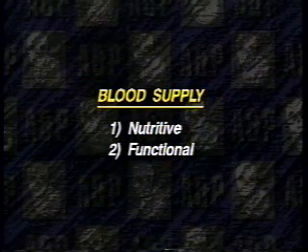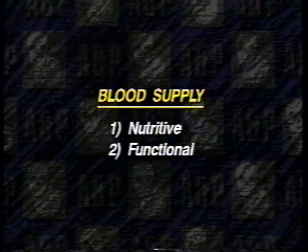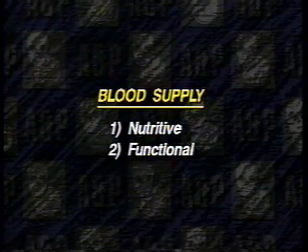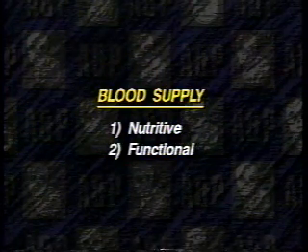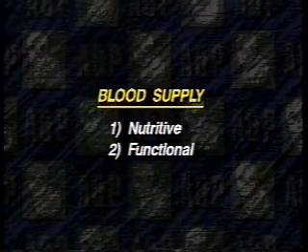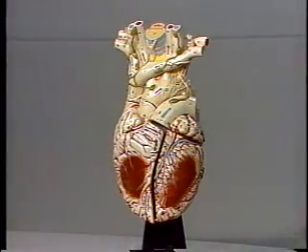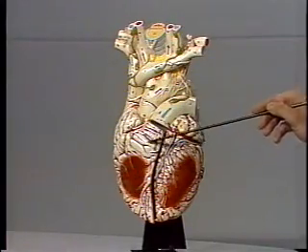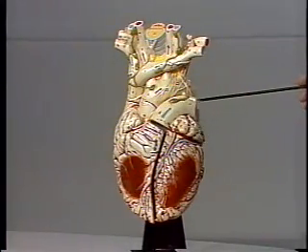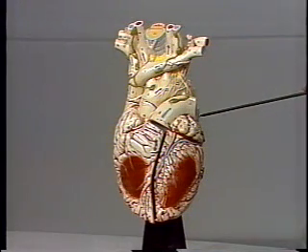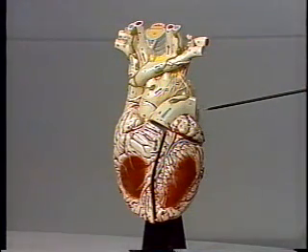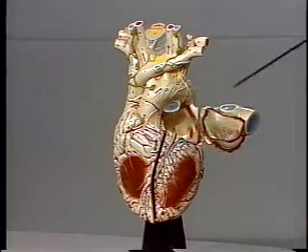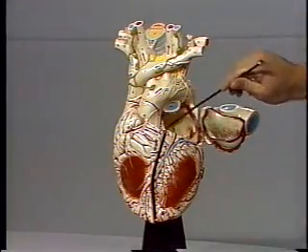The nutritive supply system gives oxygenated blood to the structures inside the mediastinum, the pleural membranes, and the lung tissue itself. The functional blood supply is coming to the lungs to be oxygenated. It comes to the lungs via the right atrium, drops into the right ventricle, and exits via the pulmonary trunk. The pulmonary trunk goes to the lungs via 2 pulmonary arteries. The pulmonary arteries branch into capillaries and return back to the left atrium via 4 pulmonary veins.